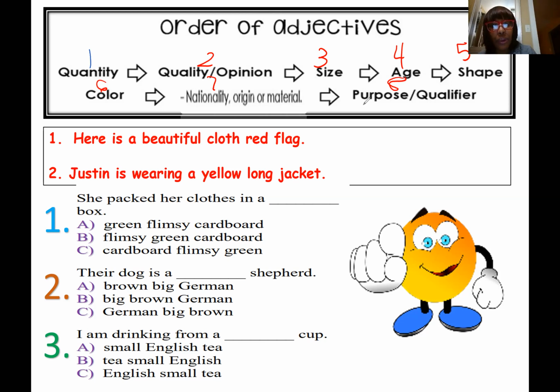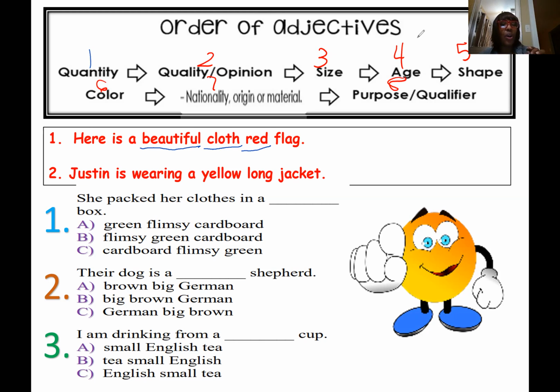Here's a beautiful cloth red flag. I am going to underline beautiful. That's an adjective. Cloth is an adjective because it's a material. And red is also an adjective because it is a color, and it's represented in our order of adjectives above. Now I need to place a number over each adjective so that when I rewrite the sentence, I have the proper order of my adjectives.